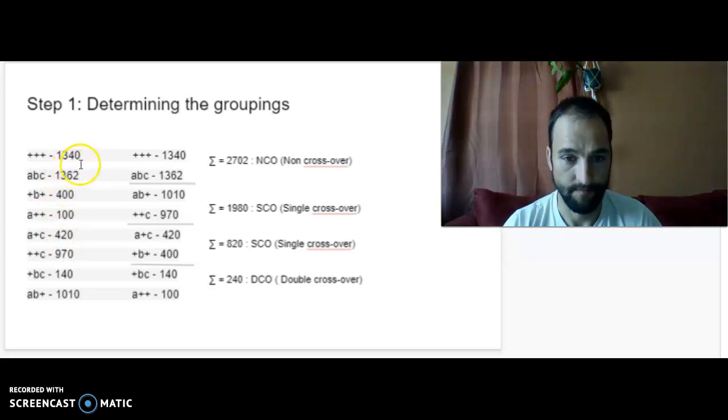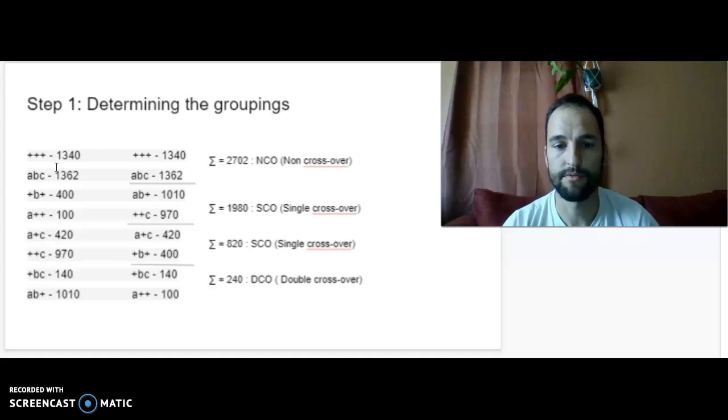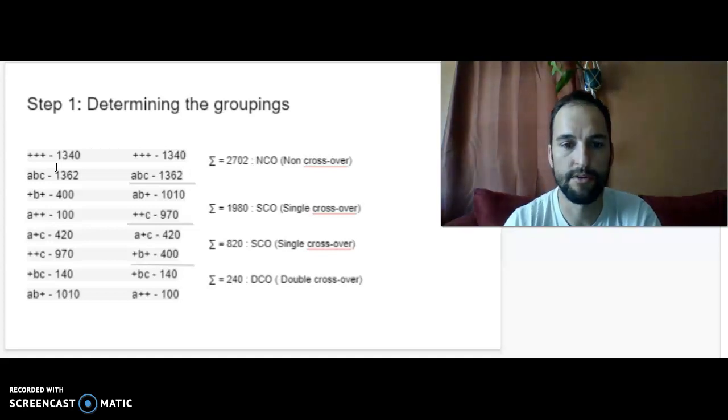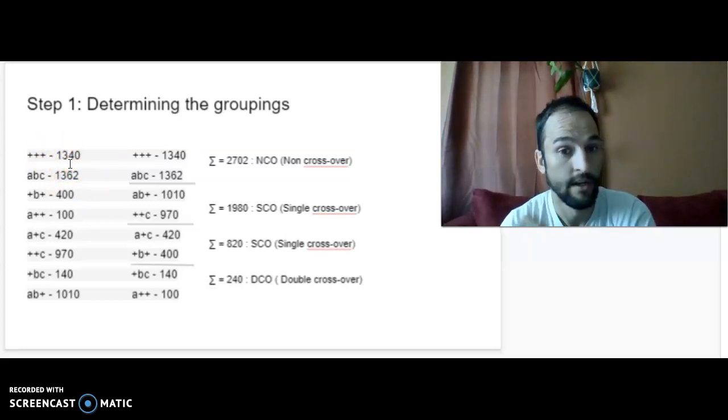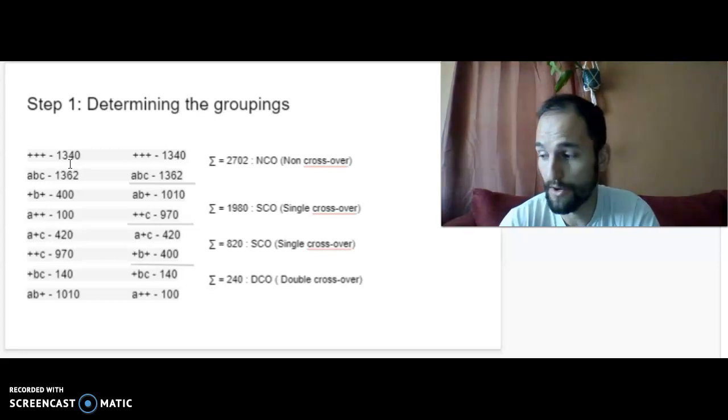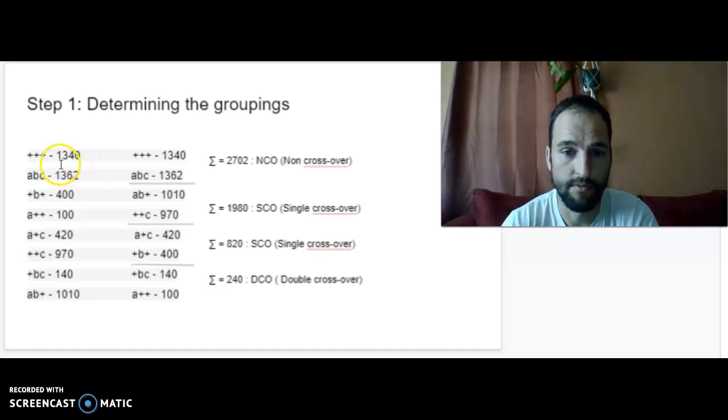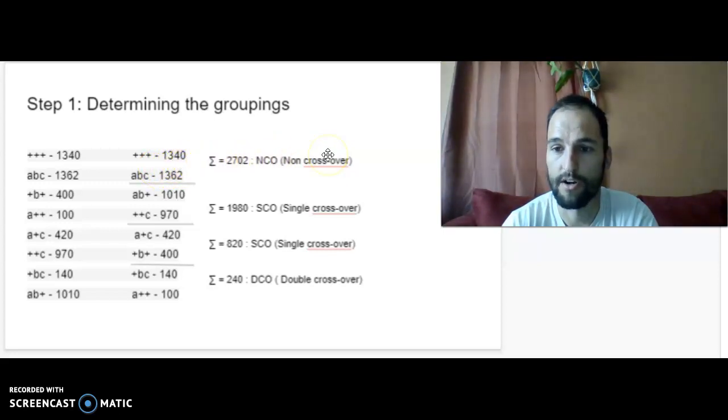Right away when we look at these, we want to establish how the numbers may be grouped together by their similarities. We can see that these two numbers right here are very close to each other, and they're very close to 1,300 thereabouts. So we'll bring that over and take that highest grouping and establish that as being our non-crossover group.